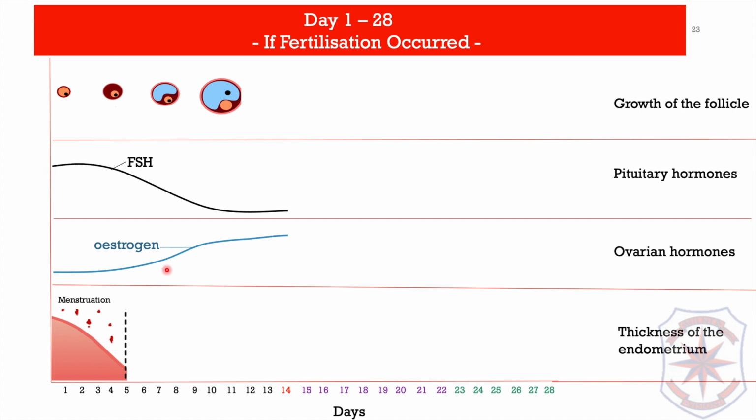And then, what did we say is the function of estrogen? The function of estrogen is to start the thickening of the endometrium. So estrogen thickens the endometrium. So as estrogen levels increase, what do we expect will be the impact on the endometrium? We expect the endometrium to become thicker and thicker and thicker.